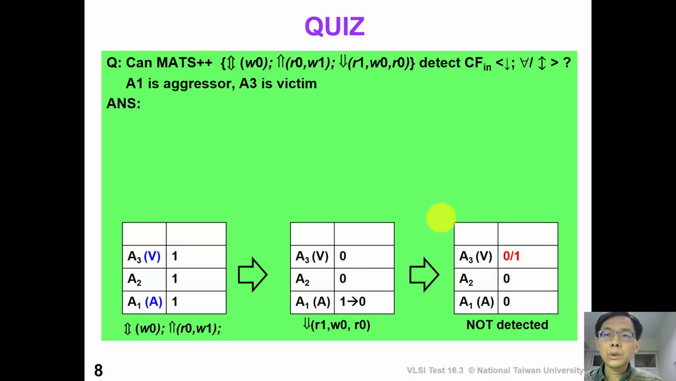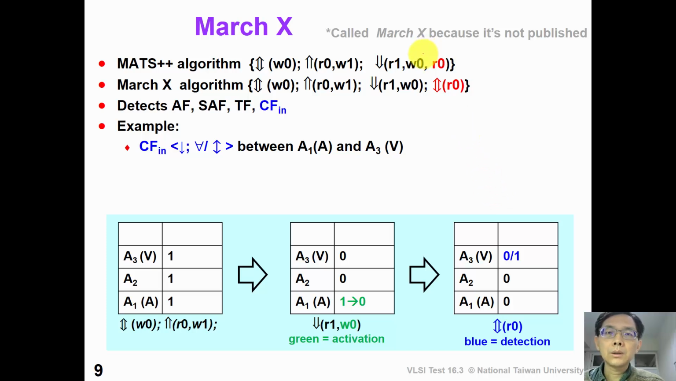Okay, now that we know the problem is in the last operation, can we modify the MemTest algorithm to detect the coupling fault? It turns out to be very easy. The March X algorithm simply modified the last operation. It has a separate March element to read the 0 such that we can detect the fault.